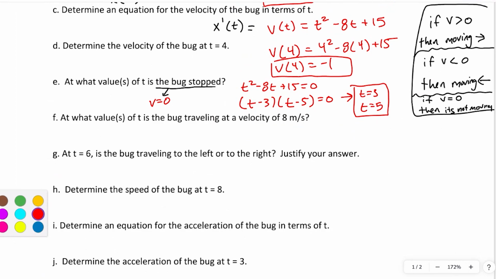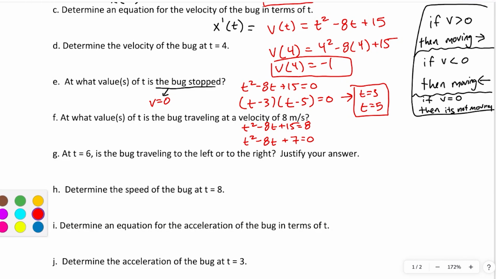Okay, F says what's the value of t when the bug's traveling at a velocity of 8 meters per second. So same idea here, but we're just going to set our velocity equation equal to 8 rather than to 0. We're going to solve it similarly. Subtract 8 on both sides. We get t squared minus 8t plus 7. And then we do need to factor that.